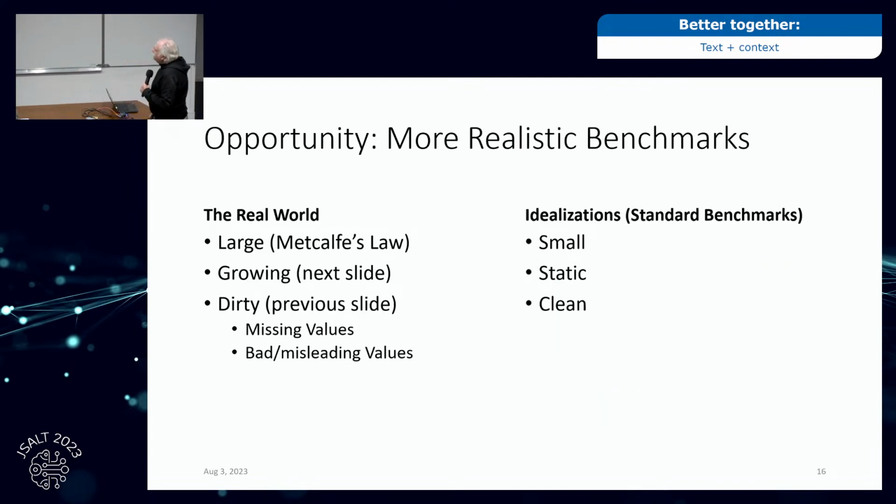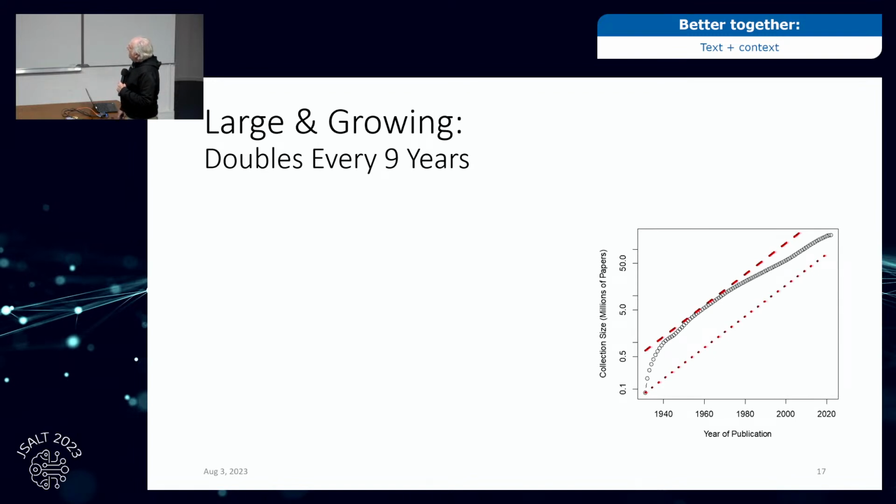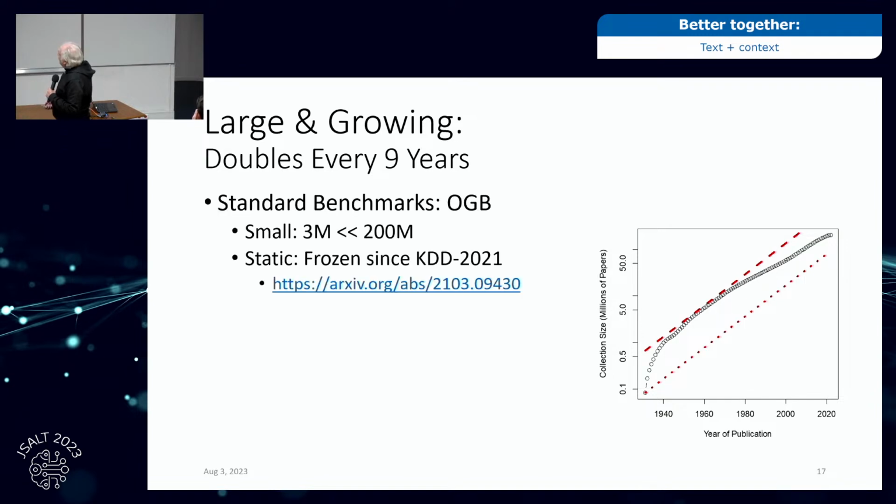Opportunity: I want more realistic benchmarks. The real world is large, growing, and messy, and the benchmarks have none of that. Here's the notion about large and growing. It's been said, and I think this confirms, that the literature doubles every 9 years. So 90% of it was written since I was in graduate school. The circles are the observations. The red line is the doubling-every-9-years prediction with 2 different initial conditions. And the circles are kind of in that region.